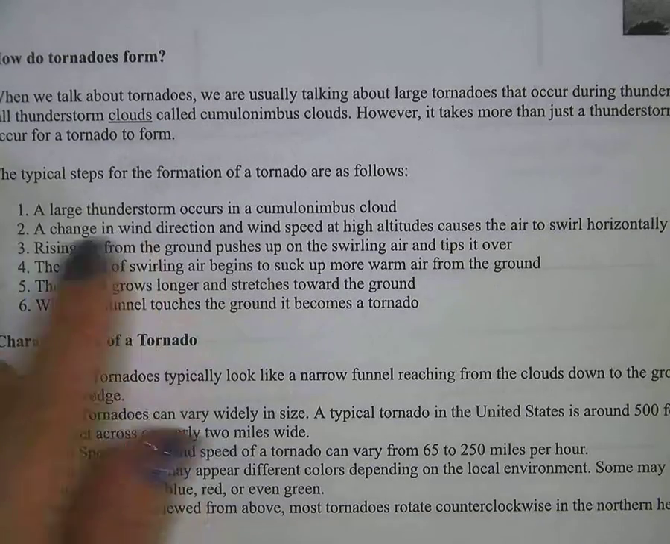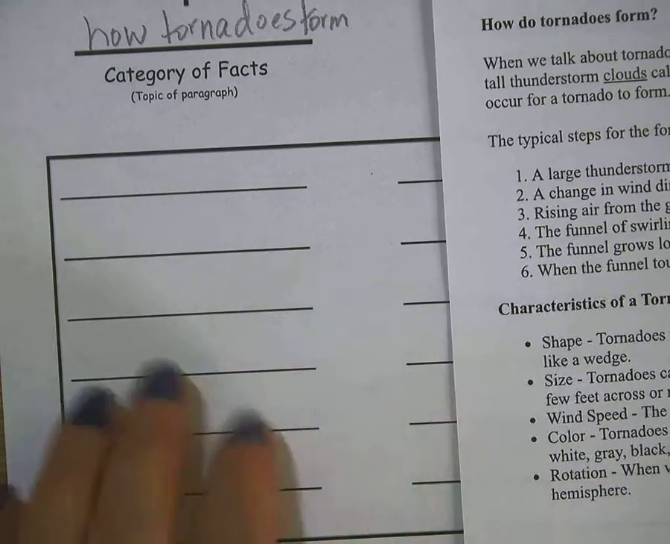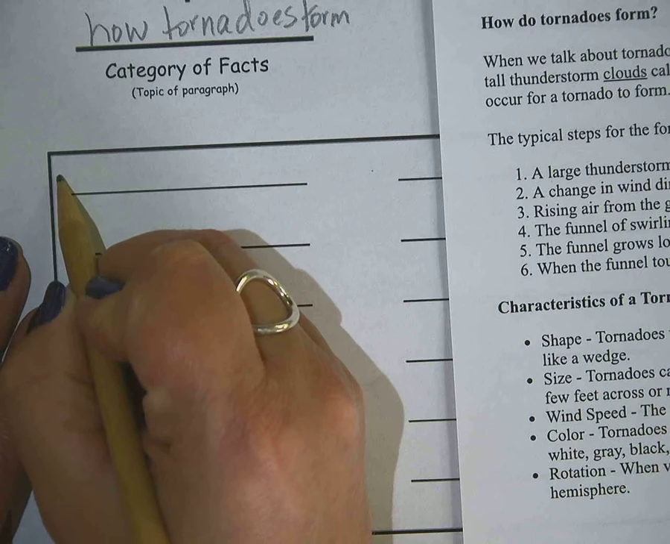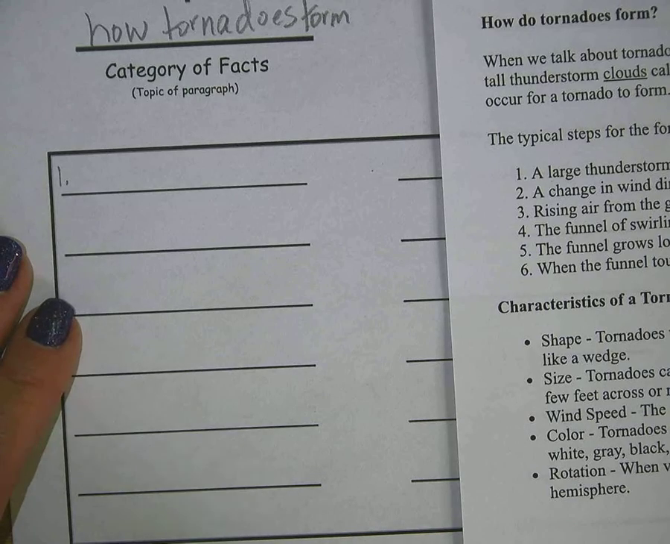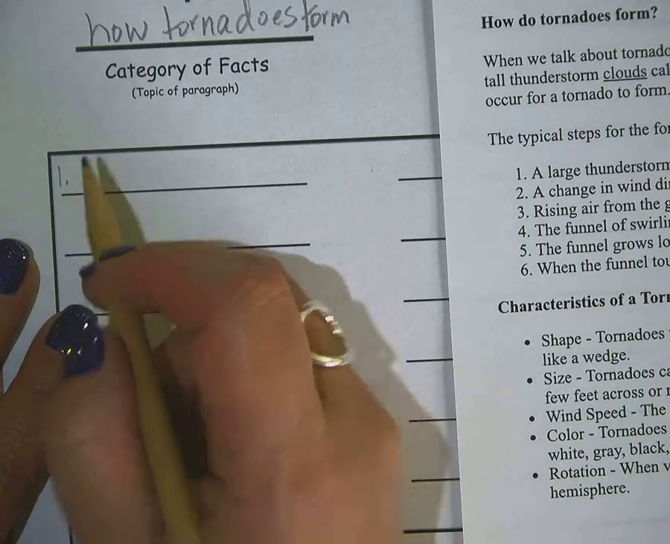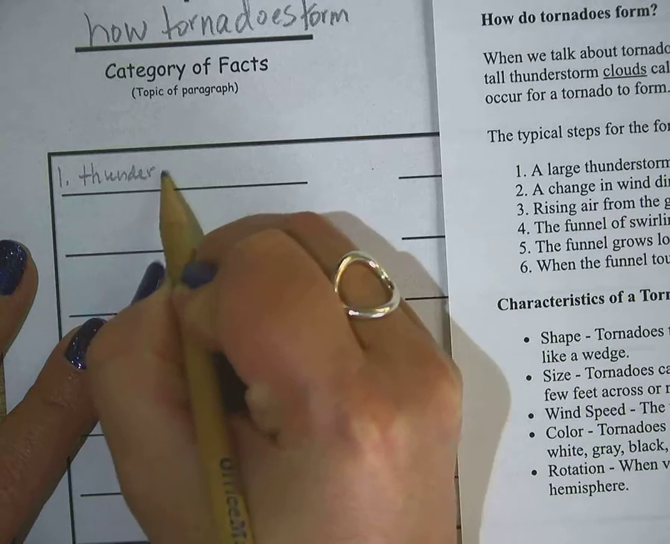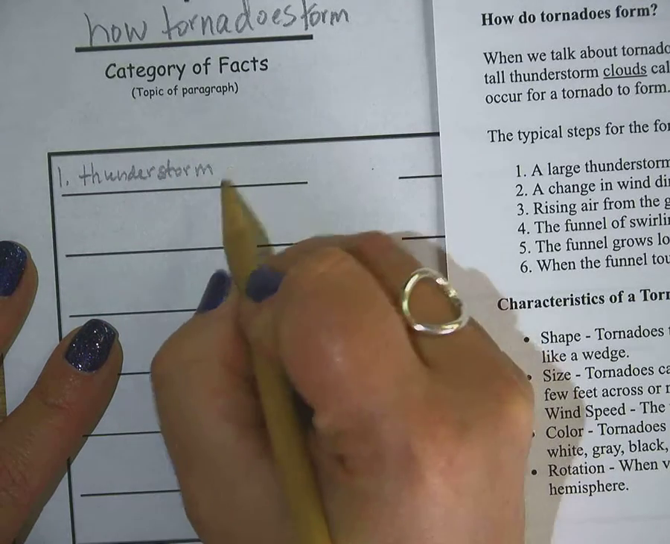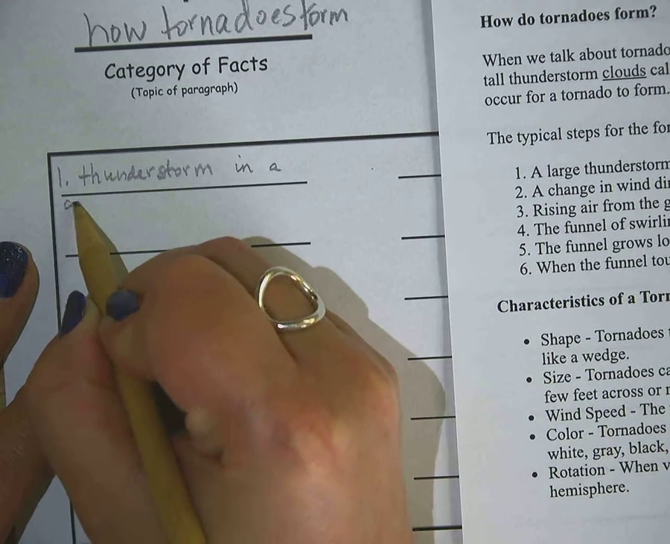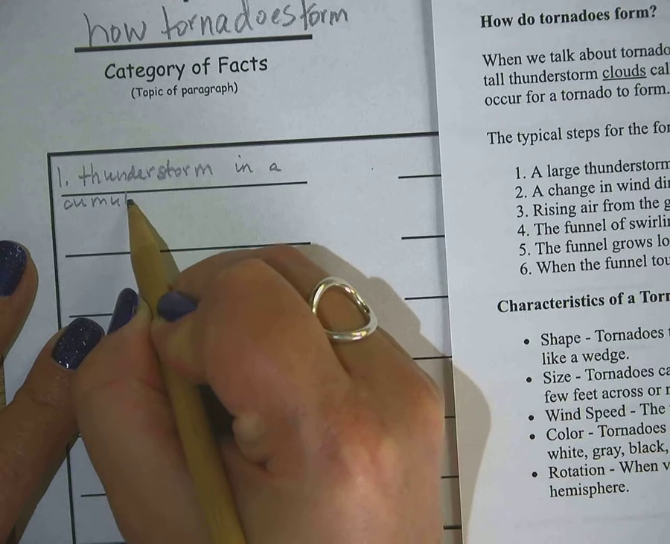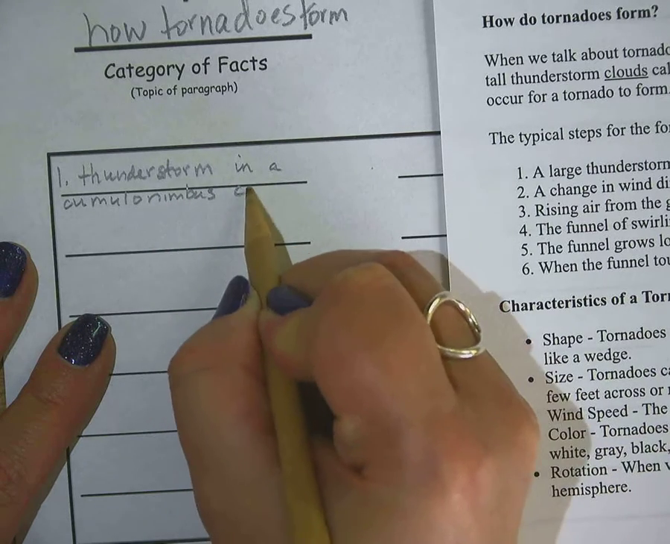So I need to put this information down on my how do tornadoes form. Now of course when I go to write this into sentences, I'm not going to have 1 and 2 and 3, all of that in there, but I want to keep track of my information. So, thunderstorm in a cumulonimbus cloud.